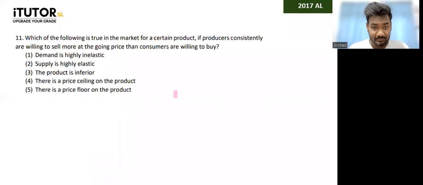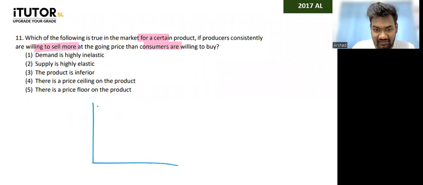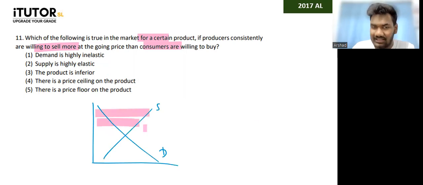Question 11. Which of the following is true in a market for a certain product if producers consistently are willing to sell more at the going price than what consumers are going to buy? So the quantity supplied is more than the quantity demanded. If you just put that into a diagram, how will it look? We have this and this. The supply is more than the demand, so we are in this range of the curve.